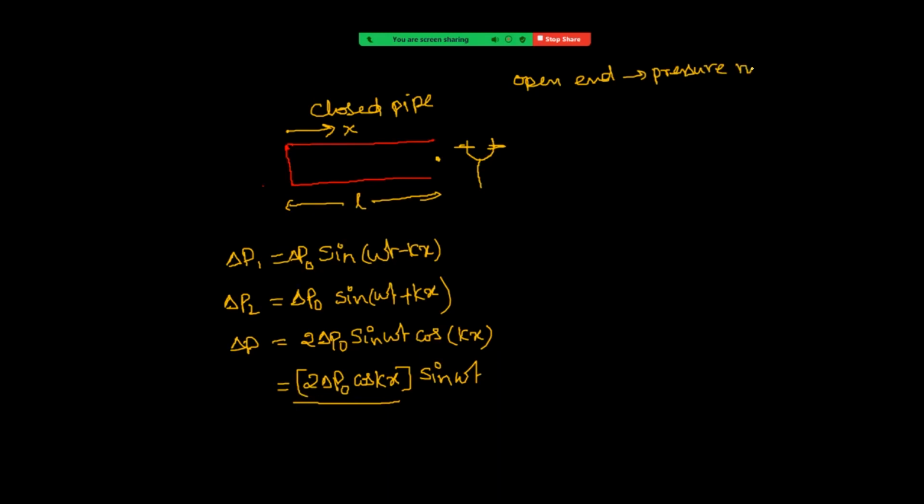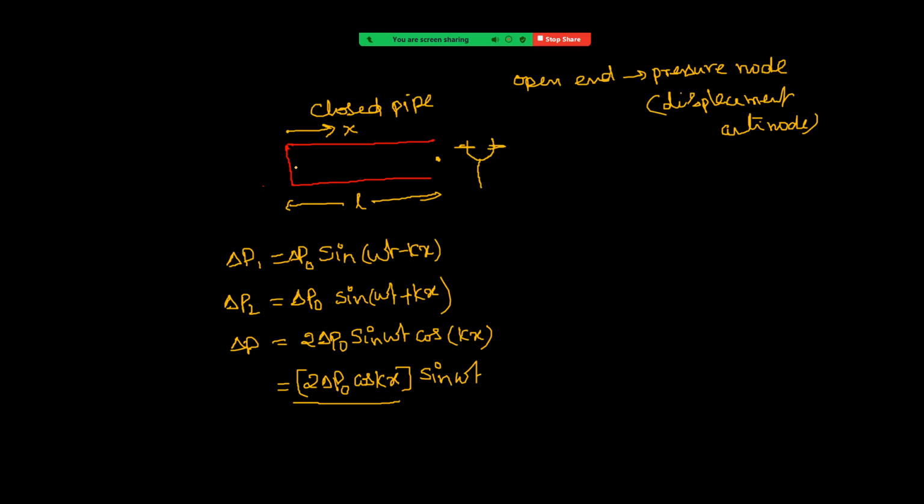Pressure node means the pressure is not changing. That is also known as a displacement antinode. Okay. So we got the first point: the open end is a pressure node, because that is the pressure of the atmosphere, which is a constant. That is also known as a displacement antinode.